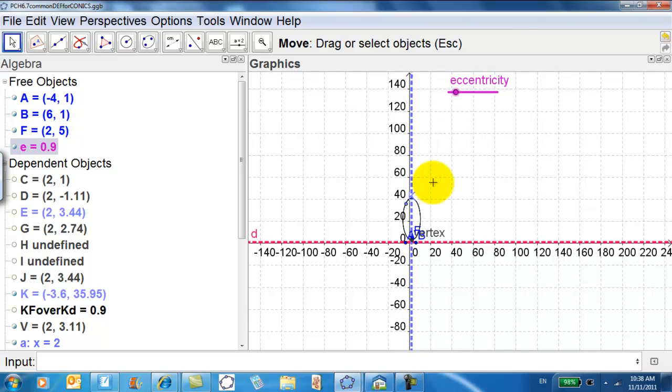Okay. Back to the screen. Oh, and here's where the extra critical opportunity is. Can you come up with a way to generate this? I think you can see that I use an eccentricity slider, and I have a fixed point F and the directrix D. How do you get GeoGebra to make these?